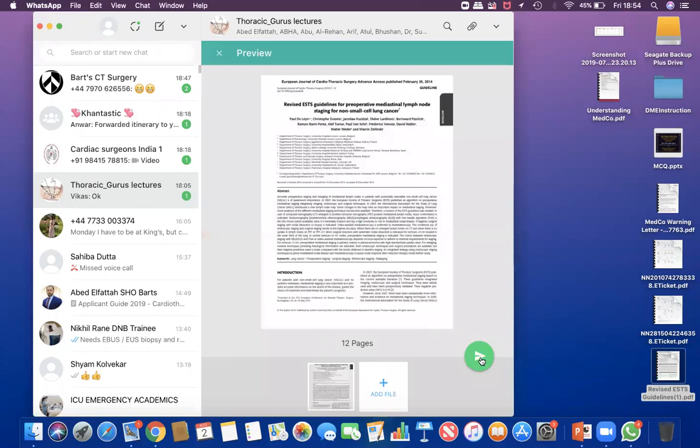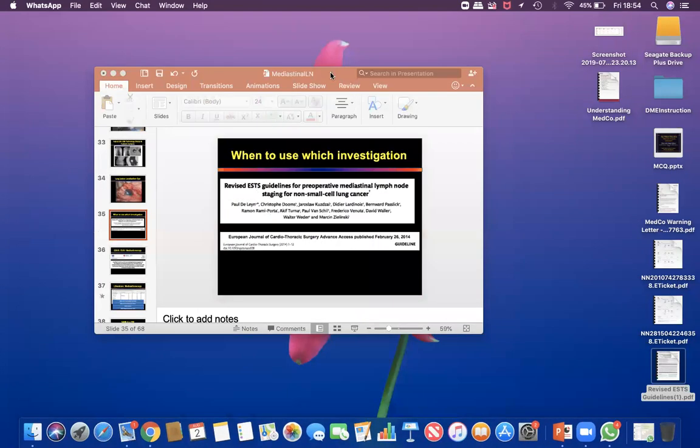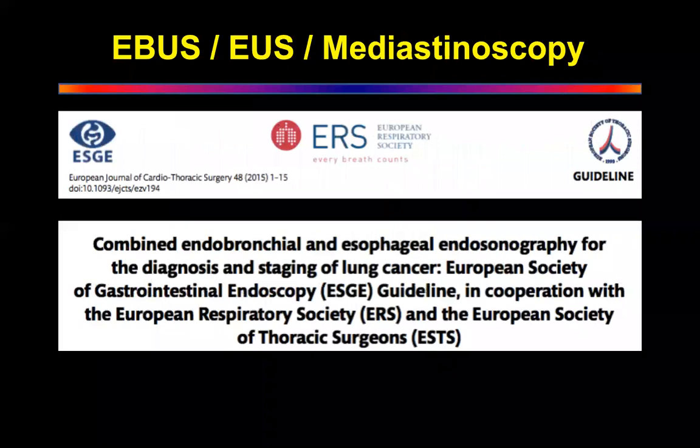Okay, so this paper is now gone to you. This is the most important paper. I want everybody to read this paper. It's absolutely mandatory. It talks about when to do what investigation and what is the level of evidence. So when you talk in the exam about staging the mediastinum, you should be able to tell about the level of evidence, okay? So please read this paper. Everybody read this paper. It's a very, very nice paper.